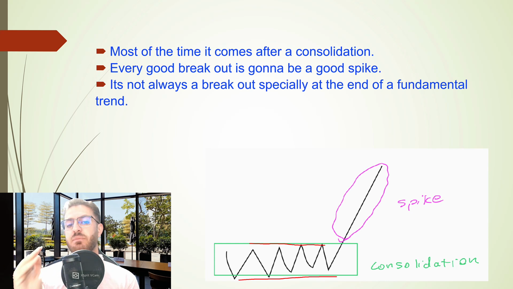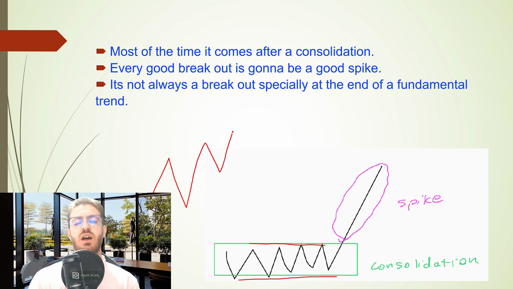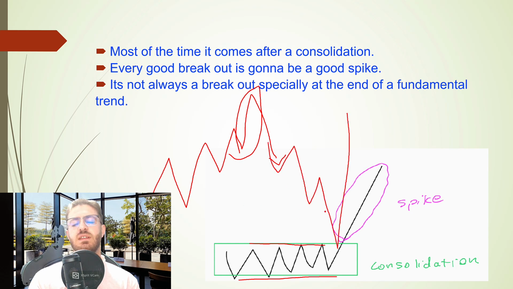But spikes happen at the end of a trend too. For example, it is going to go higher and higher and higher, and we see a very impulsive movement at the end of a trend, that can be fundamental or technical, and then it reverses. We call this a buy climax, or when it goes down here and then starts to go higher, it is a sell climax.